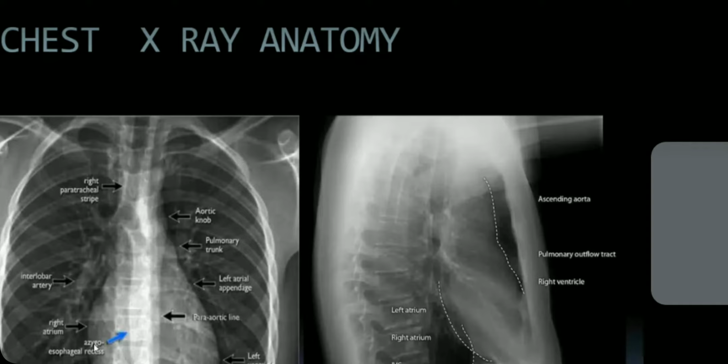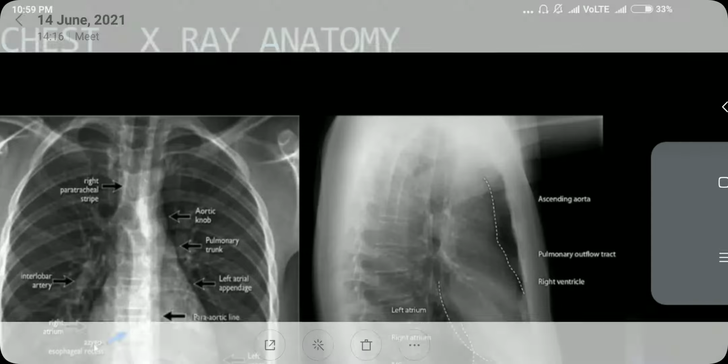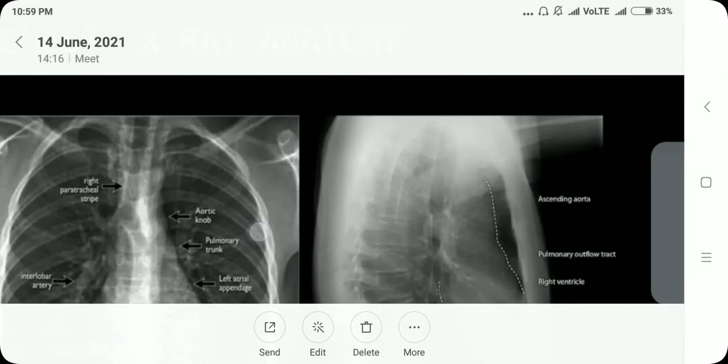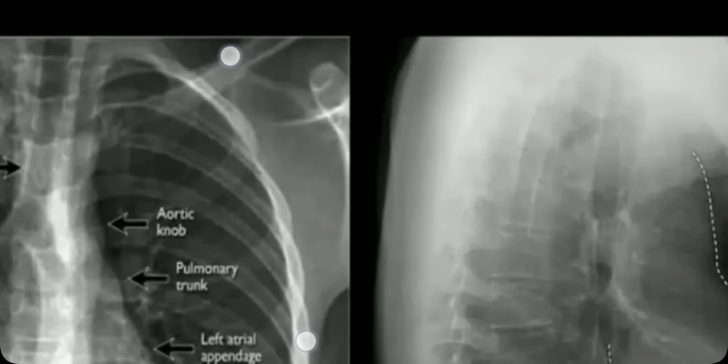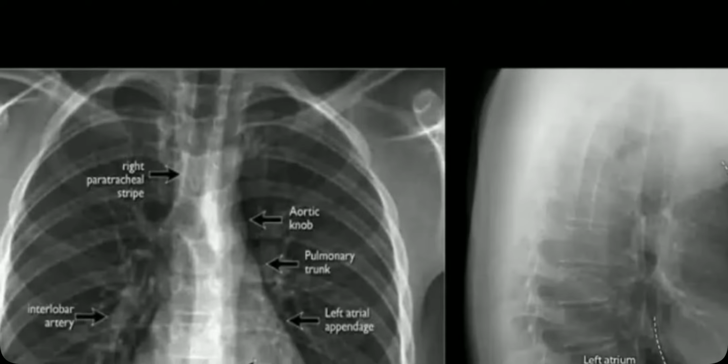And we all know, and you should know, that the diameter of the heart should be half of the thoracic diameter, which means the cardiothoracic ratio should be less than 0.5. And here the structures are written. I am showing you by zooming. Here is the aortic knob.